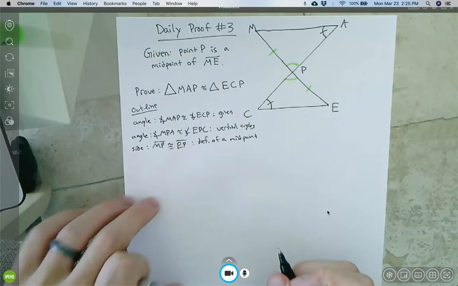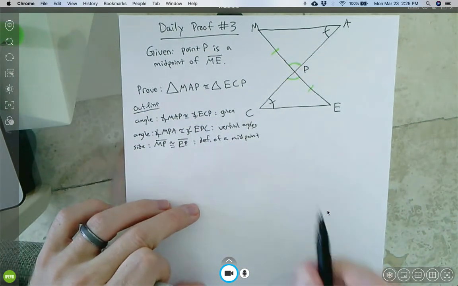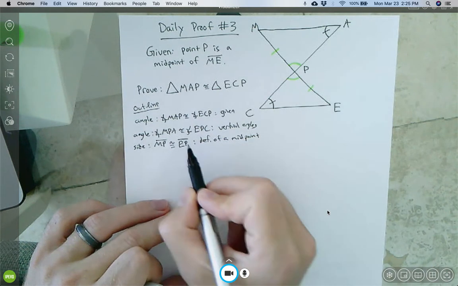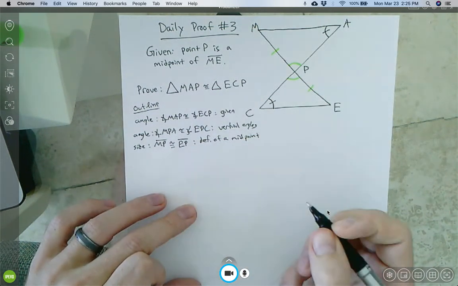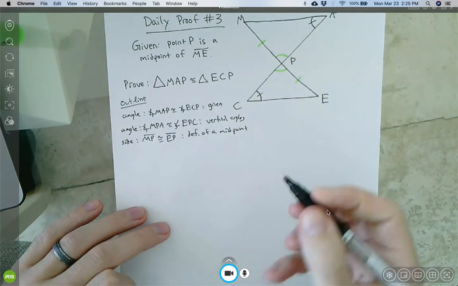Okay, now I've seen a few of your proofs. I just want to say this. This is not a proof right here. This is an outline. Let's start now making our actual proof, which will be a flowchart this time, okay?